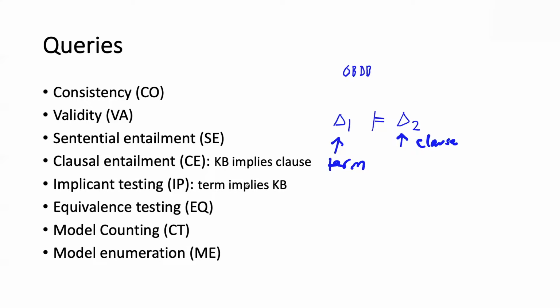All right, so the reason is, again, sometimes this is hard, but these are easy. You know about equivalence testing, whether two things are equivalent, and model counting you know about, and model enumeration, whether I can enumerate the models.